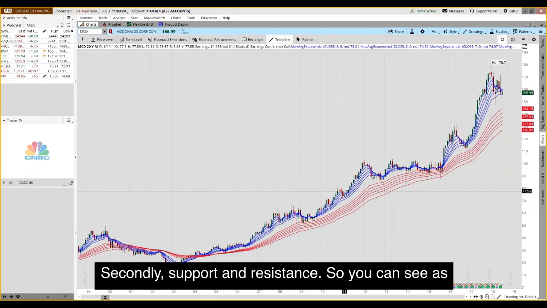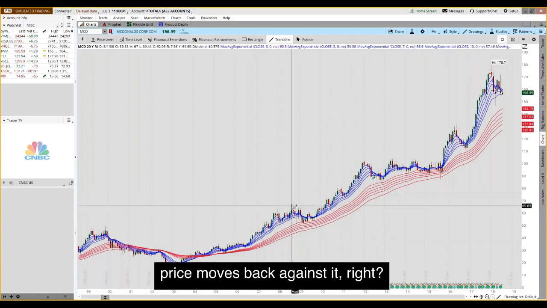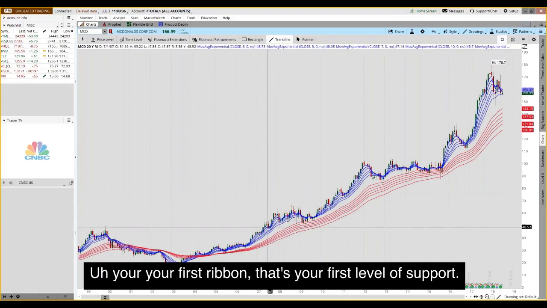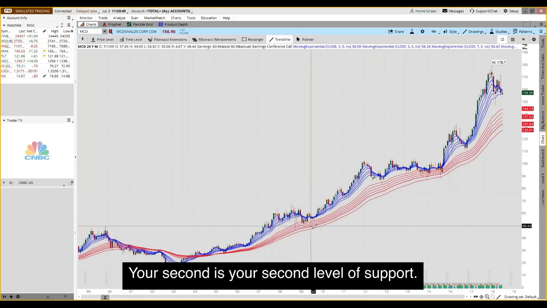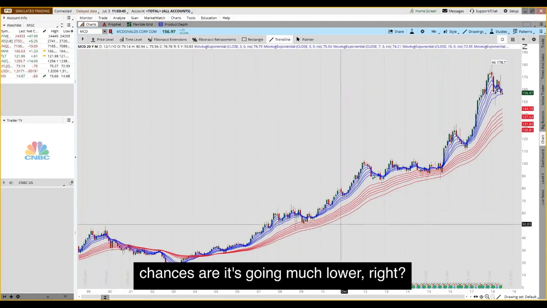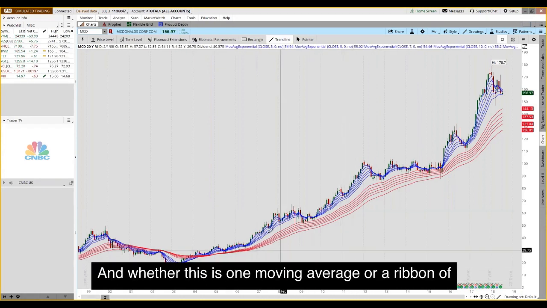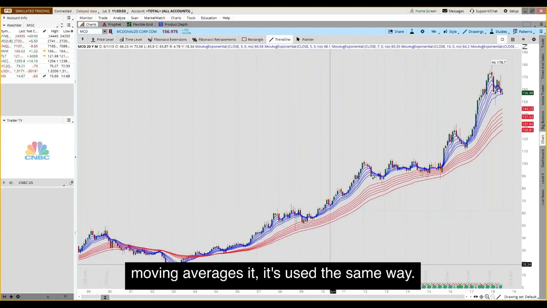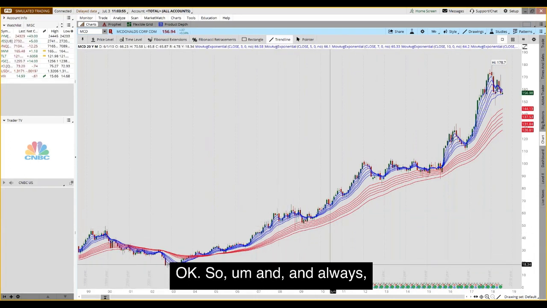Secondly, support and resistance. So you can see as price moves back against it, right? Your first ribbon, that's your first level of support. Your second is your second level of support. If price breaks below both, chances are it's going much lower, right? And whether this is one moving average or a ribbon of moving averages, it's used the same way, okay?